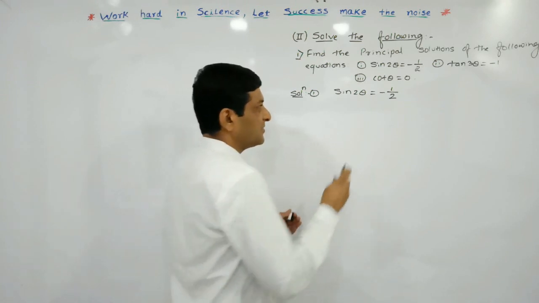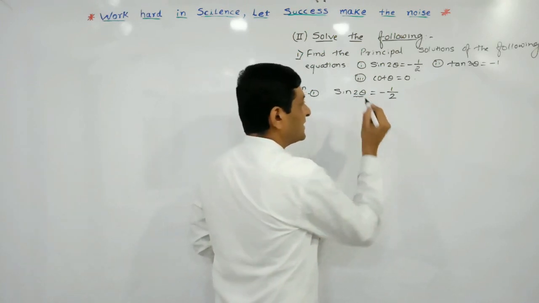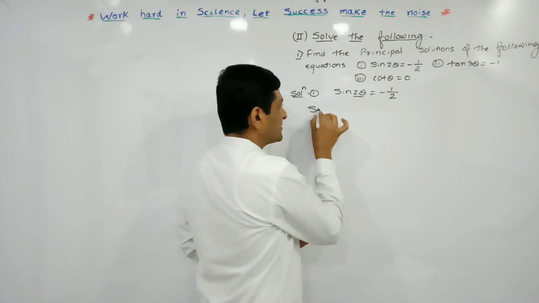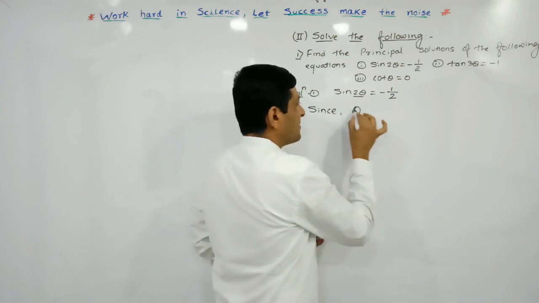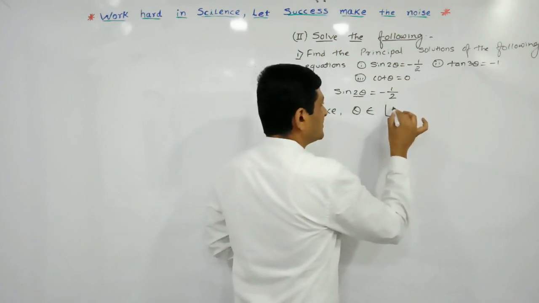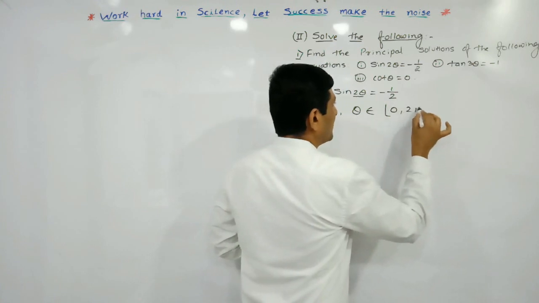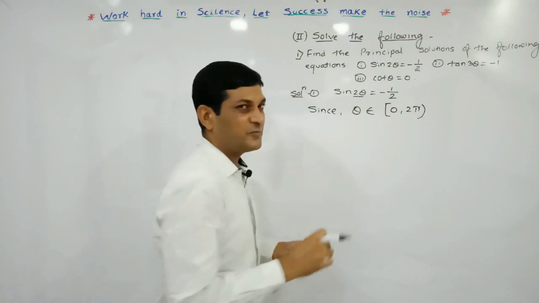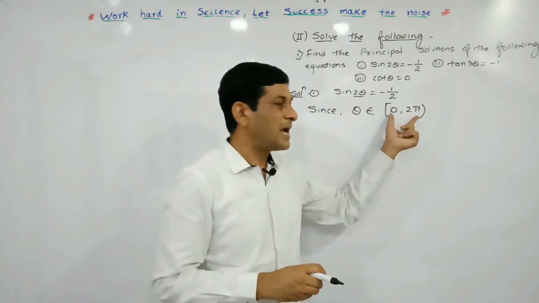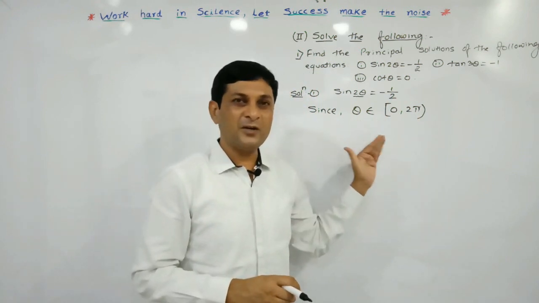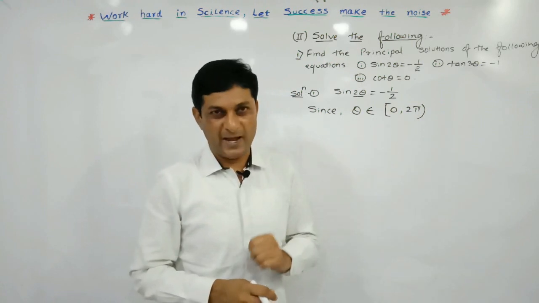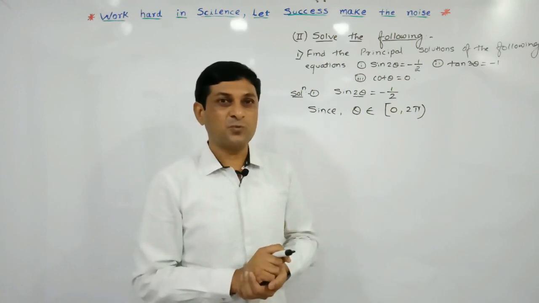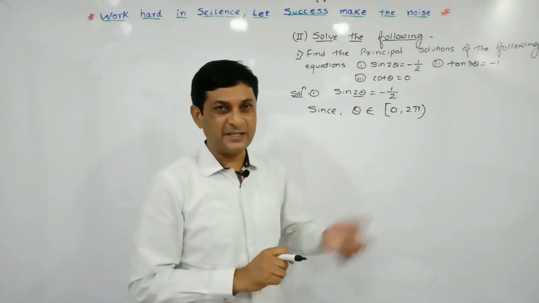Now we can observe that the angle is 2 theta. We know that theta belongs to which interval? 0 to 2 pi, a closed interval at 0 and open at 2 pi, which means theta lies between 0 and 2 pi, including 0 and excluding 2 pi. Such values are called principal values if they lie in this interval.